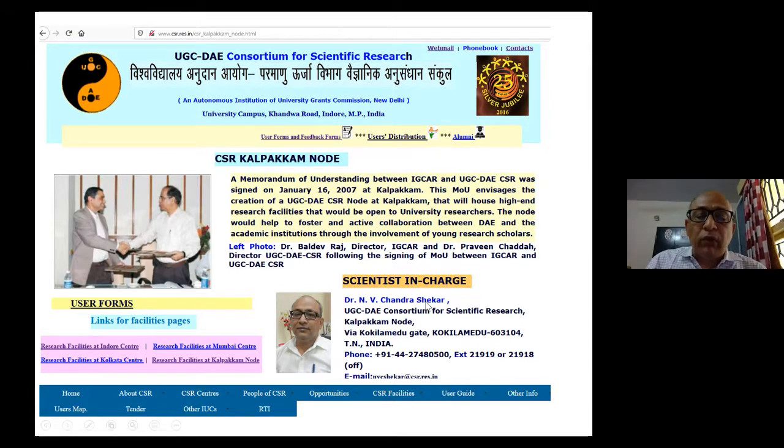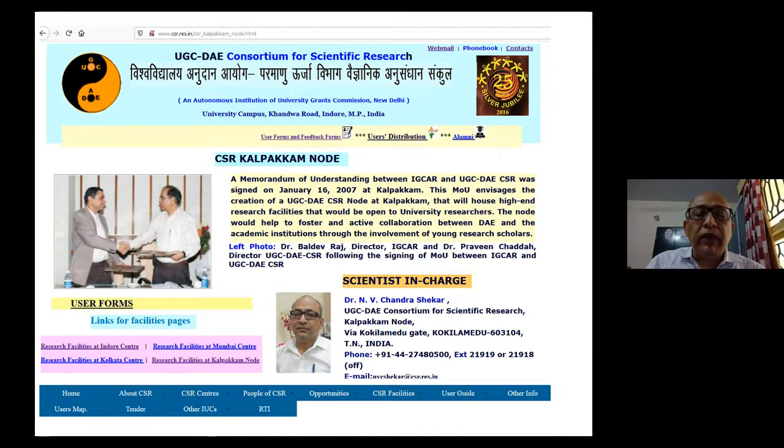And this Kalpakkam node was created only in 2007. The MOU was signed between IGCAR and UGC DAE CSR. And from then on, UGC scientists have had very active collaboration with the IGCAR. And formally, this node came into existence in 2011 only.